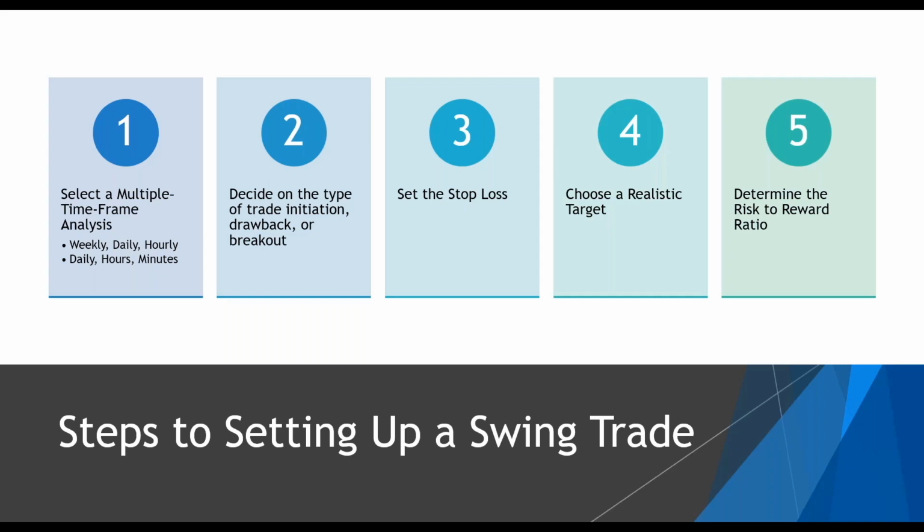And setting our stop loss. Now we're in our lower time frame. We're going to look at those significant daily lows, weekly lows, monthly lows. Where do I determine that my momentum has changed and my trend has changed against me? Where do I want to get out?